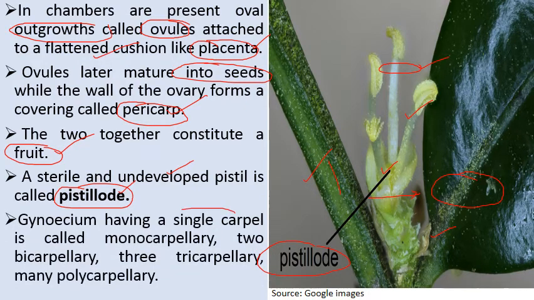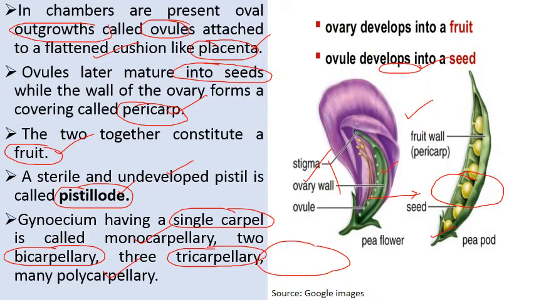Gynoecium having a single carpel is termed as monocarpellary. Having two carpels is termed as bicarpellary. Having three carpels is termed as tricarpellary. And having many carpels is termed as polycarpellary, means having many carpels. So these are some terms which are used for Gynoecium. So this animated diagram shows that ovary develops into fruit. So we can say that ripened ovary is fruit and ripened ovule is seed.